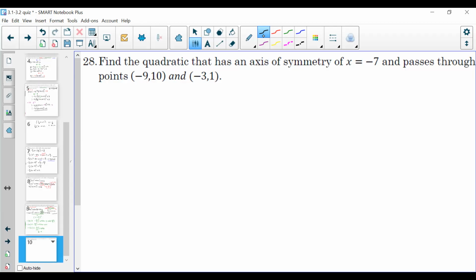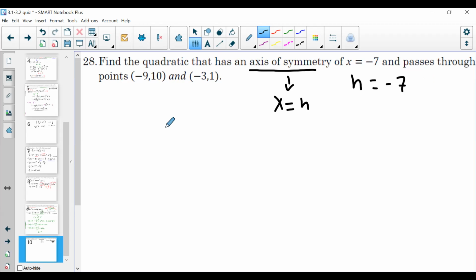All right. So number 28. Find the quadratic that has an axis of symmetry of x equals -7 and passes through both these points. Anytime we give you the axis of symmetry, that's x equals h. So what we're really giving you is just your h term. So I know h is -7.